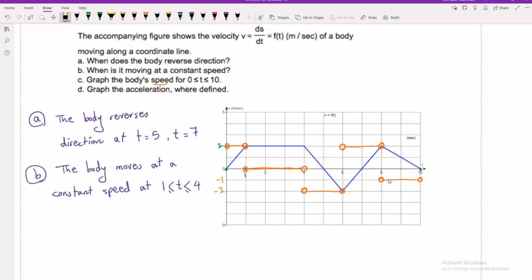So this is what we have. This one in orange color, that is what we have for part D, the graph of the acceleration.